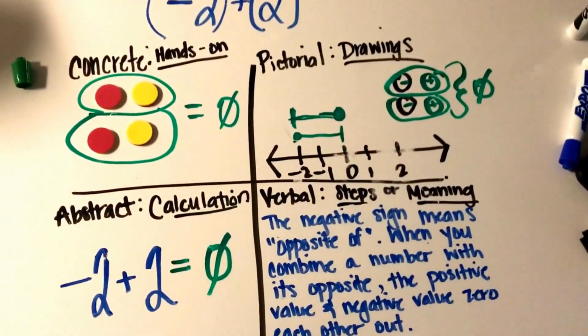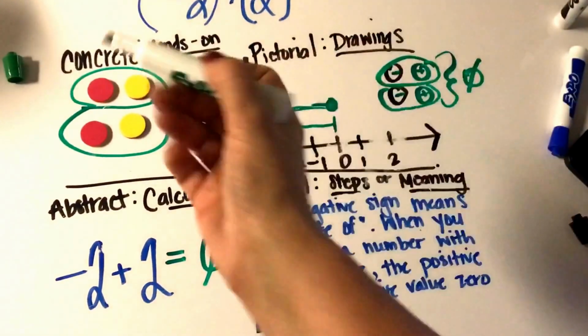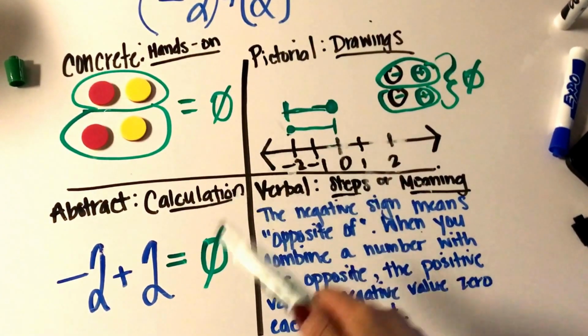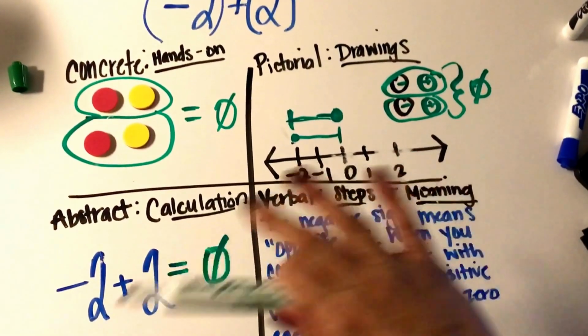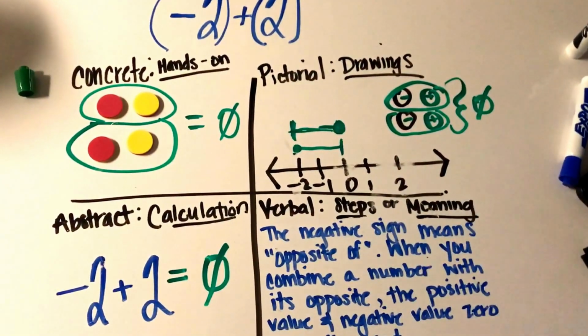Okay, so this is a way to show multiple representations, just making a video, showing me your concrete materials, a drawing, abstract calculation, and then explaining to me what you learned and how you know that this is correct.